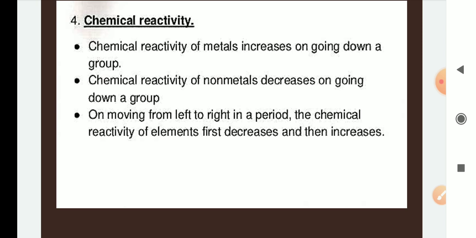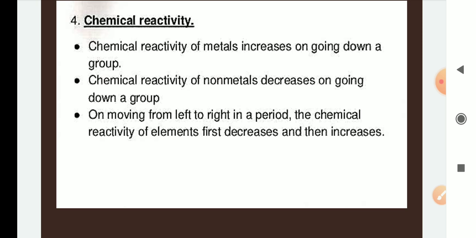So if we consider the chemical reactivity of metals, you will see that as we come down the group, the tendency of losing electrons increases. That means metallic character is increasing. If we consider non-metals, chemical reactivity of non-metals decreases as we come down the group, because their tendency to gain electrons decreases.